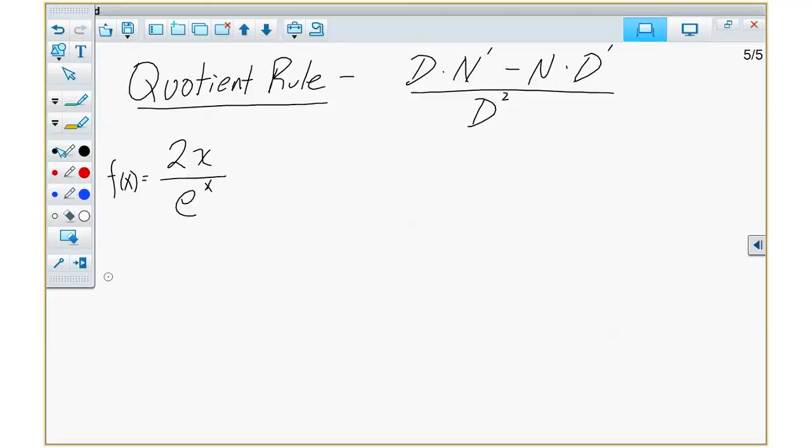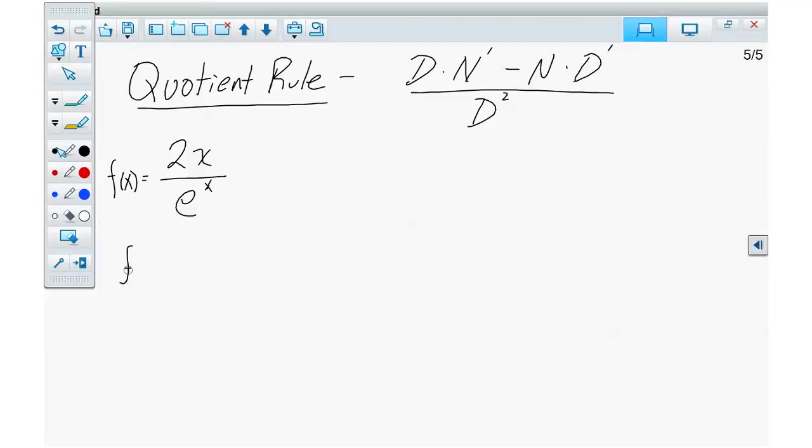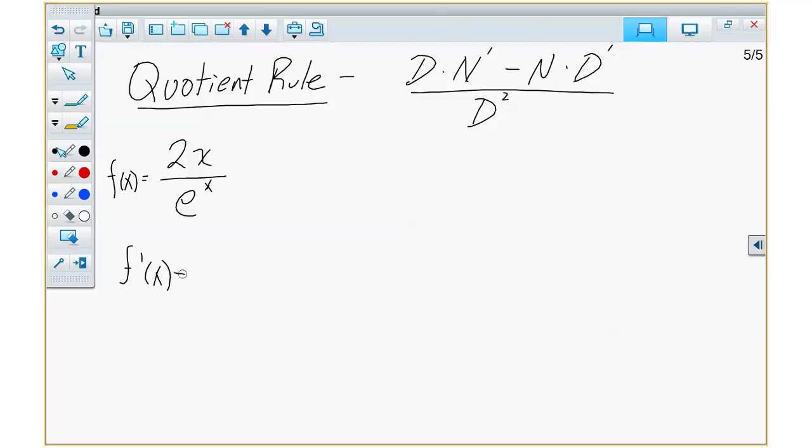Okay. Give me another way to do it. You bring the denominator up. Bring the denominator up. Good, and use the product rule. And that's how you can check these problems. So one way to do it is f prime of x is equal to 2x times e to the what? Negative x.